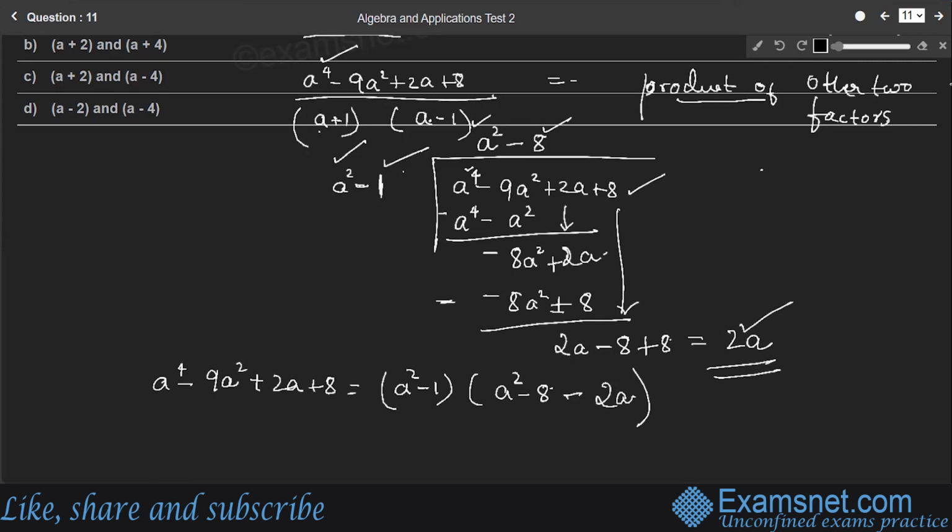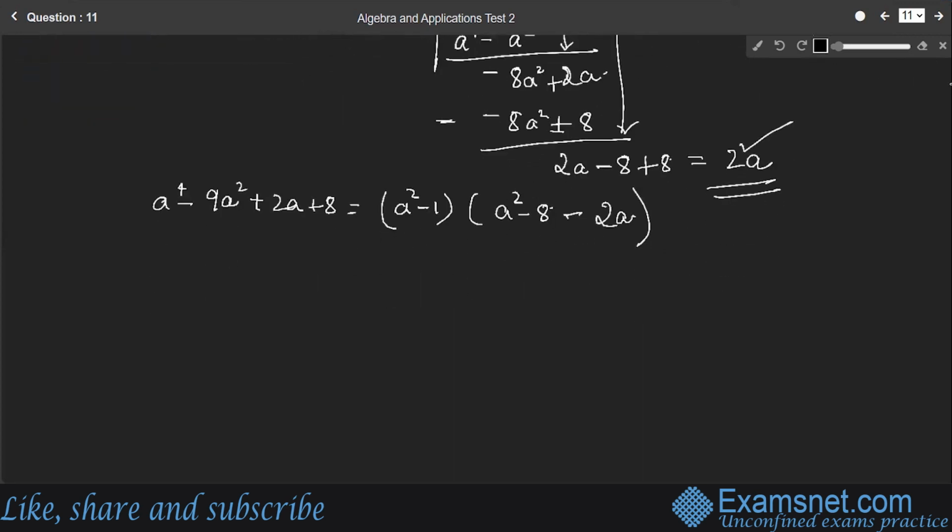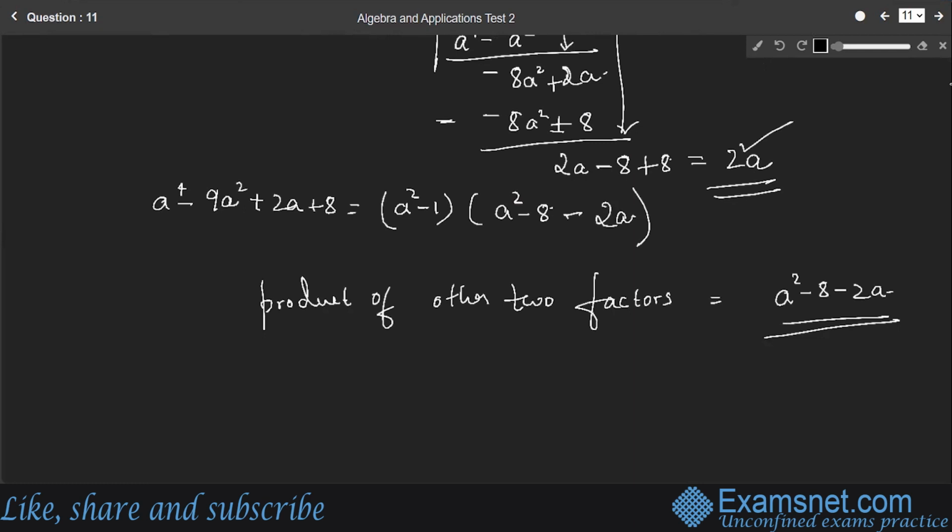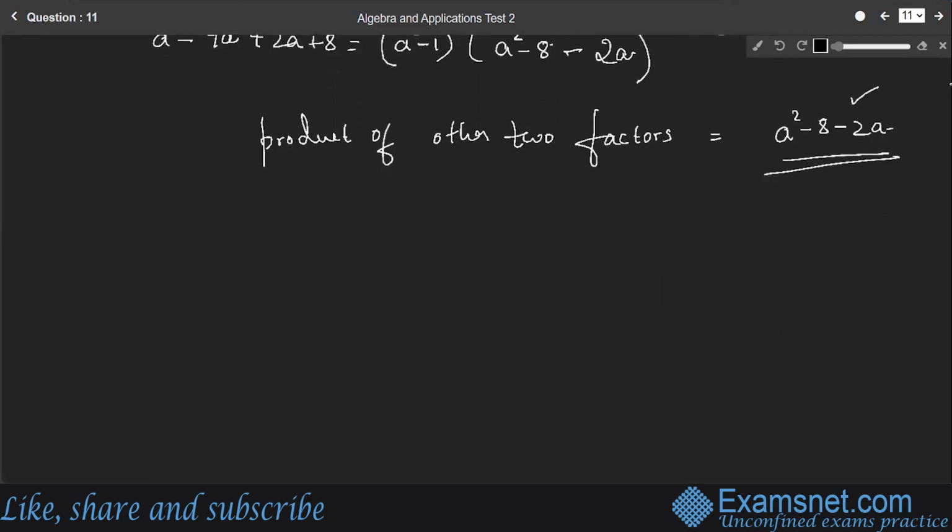Therefore, the product of the other two factors is nothing but a square minus 8 minus 2a, right? This is the product. So let us find the other two factors. Since it is the product of two factors, let us factorize it, right?